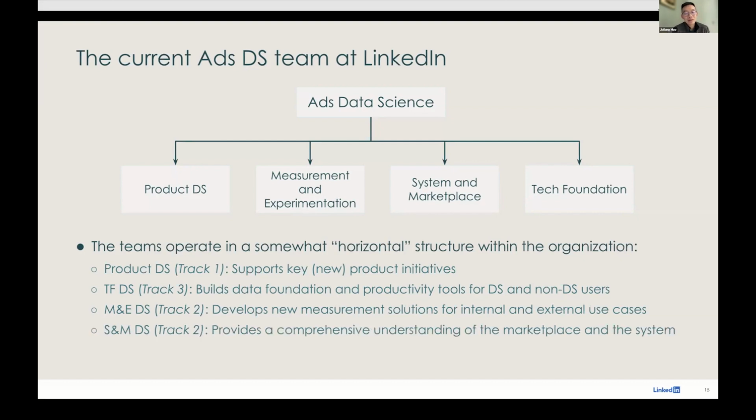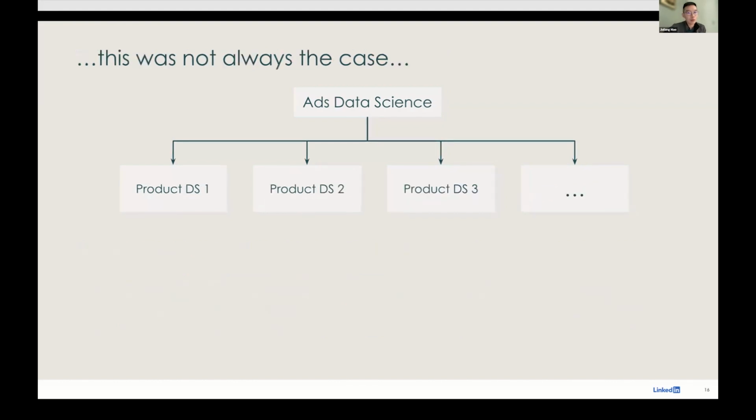And we have this 4th team, which we call the System and Marketplace Data Science team. The goal of this new team is to provide a comprehensive understanding of the marketplace and the system. So you might wonder how we ended up with this structure, because it doesn't seem very natural. Product DS and Tech Foundation maybe, but for the other 2 teams, it seems a little random, and it is. And it was not always the case.